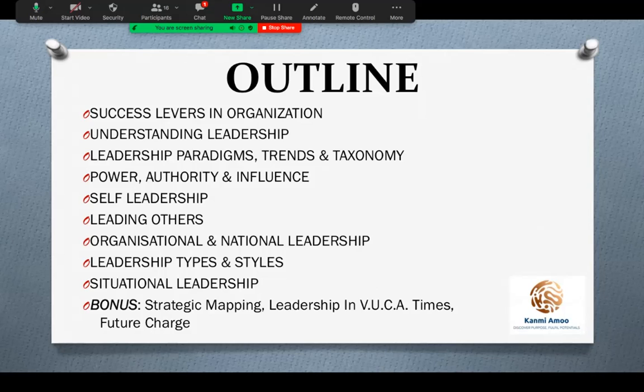Let's go on. All right, the outline for today in terms of developing leadership competence. I will show you that in any organization, there are what we call success levers. And you will see the most important success levers or critical success factors, as we call it, in other clients. Okay, I will show you that.